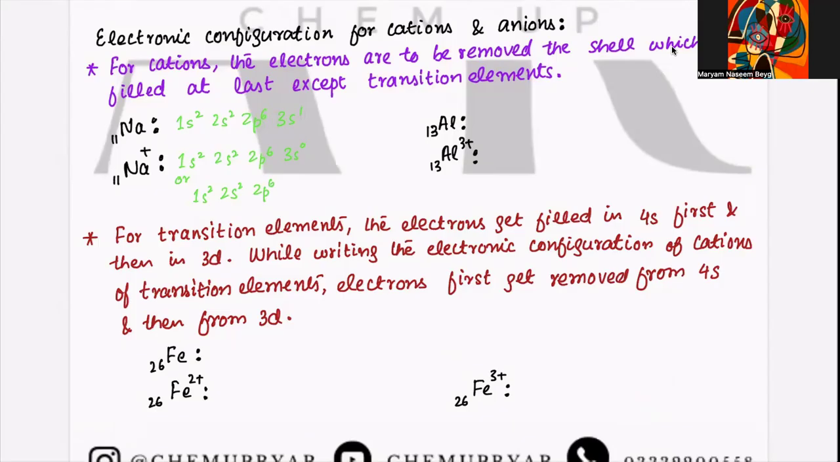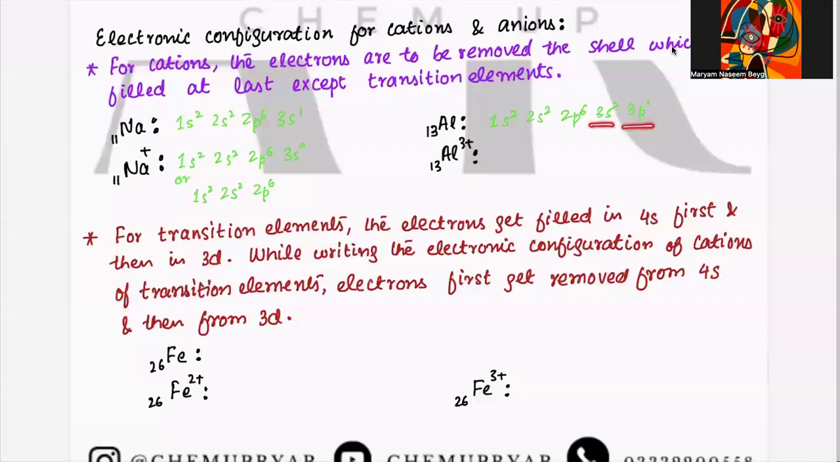Similarly, for example, if you look at aluminium, it is 1s2, 2s2, 2p6, 3s2, 3p1. So as its ion has a 3+ charge, it means the electrons are going to be lost from 3p and 3s both. So the electronic configuration is going to be 1s2. Yeah, it's up to you. You can do both ways.